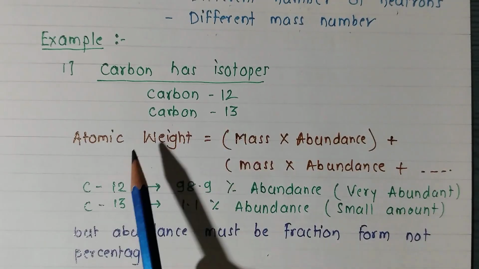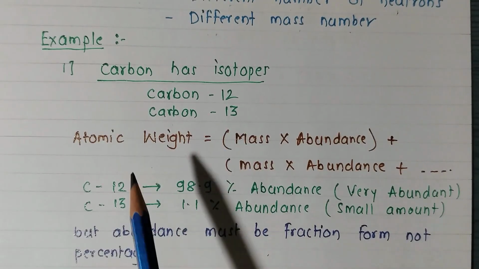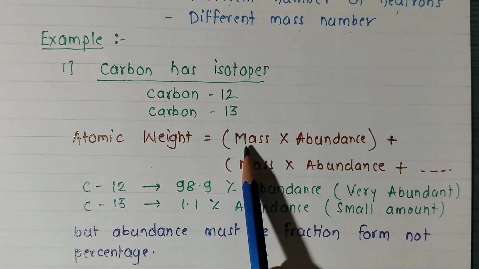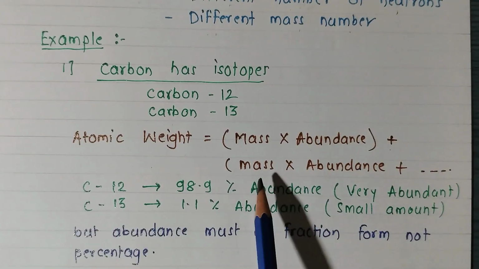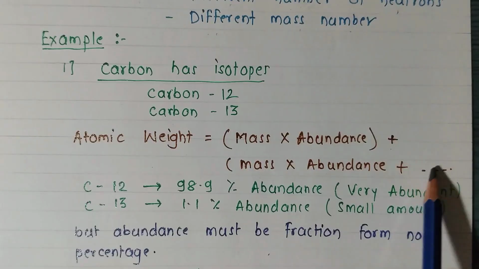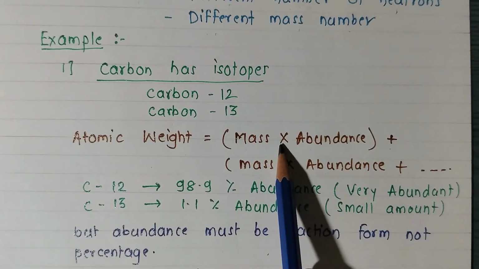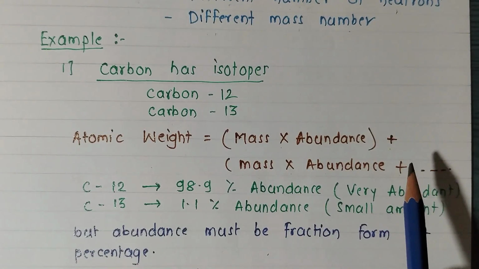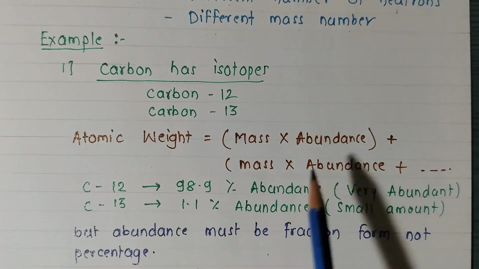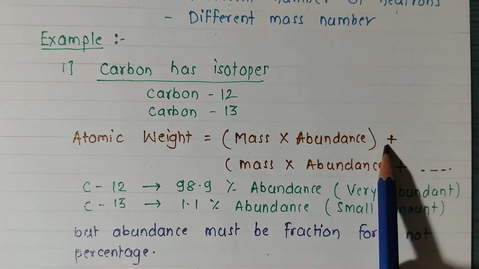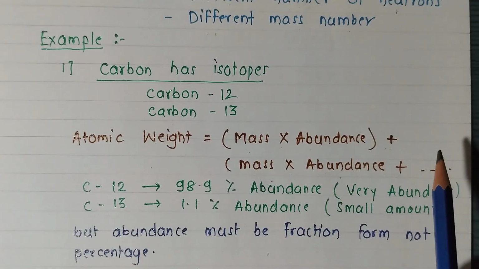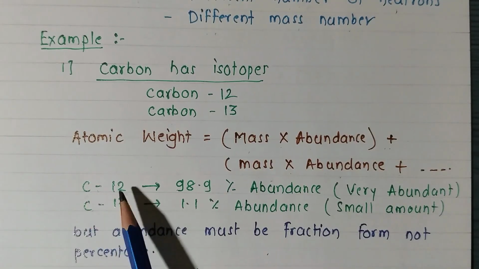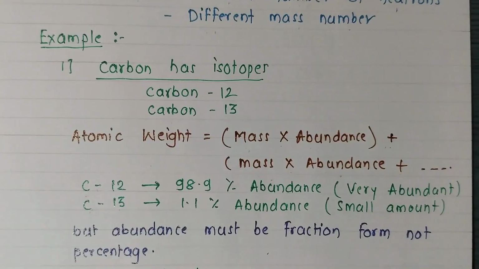Now we have to calculate the atomic weight of these isotopes. So how can we calculate the atomic weight? We have a formula: mass times abundance plus mass times abundance plus and so on. This term is for the first isotope, this is for the second isotope, and if the element has three or more isotopes, then we can keep adding in this way. Here carbon has two isotopes, carbon 12 and carbon 13.